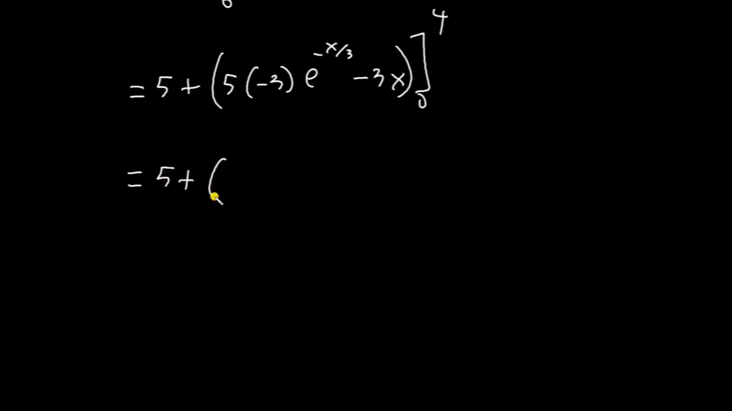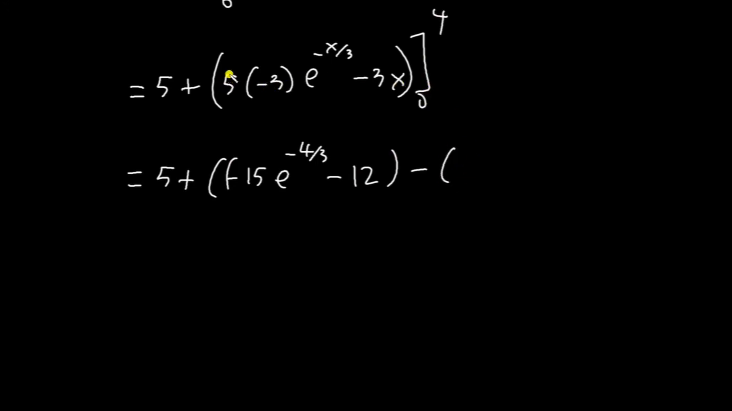5 plus, all right, so 5 times negative 3 is negative 15. If we plug in 4, we'll get e to the negative 4/3, right? If we plug in 4 here, we'll get minus 3 times 4, which is 12, right? And then I'm going to put the second set of parentheses in here just to close this set off. And then we're going to subtract.